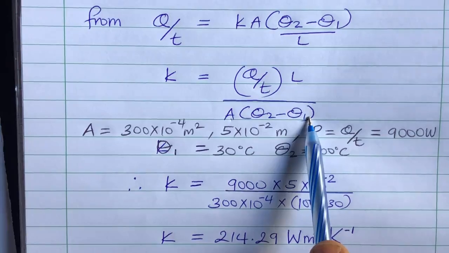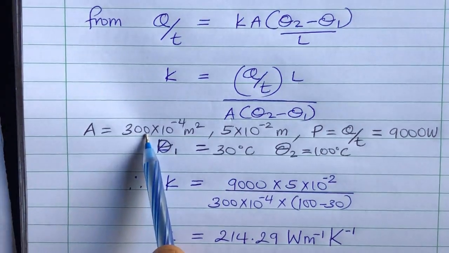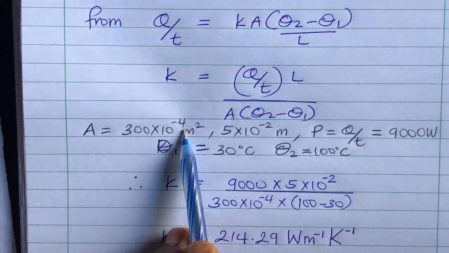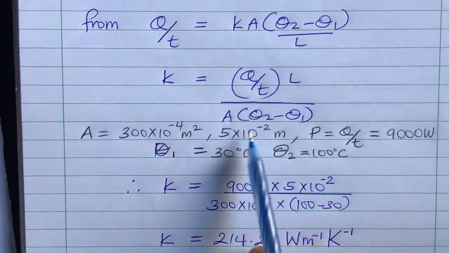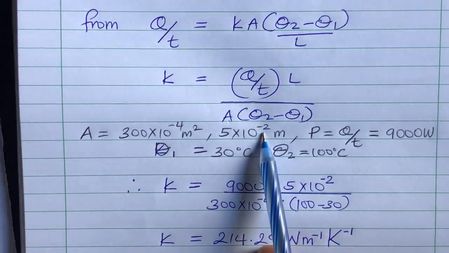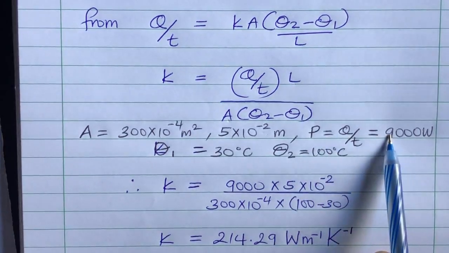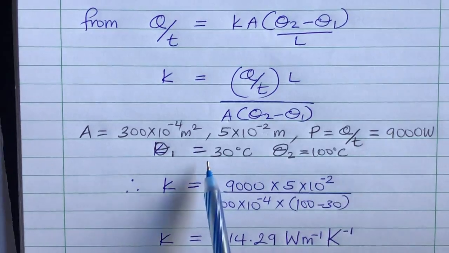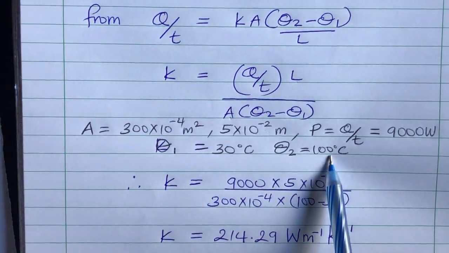over the product of the cross-sectional area and temperature difference. But from our question, the area was given as 300 centimeters squared, so we changed to meters squared to give us 300 exponent -4. The length was given as 5 centimeters, which we also changed to meters to give us 5 exponent -2. The power was given to us as 9 kilowatts, which is the same as 9,000 watts. And the two temperatures were 30 degrees Celsius and 100 degrees Celsius.